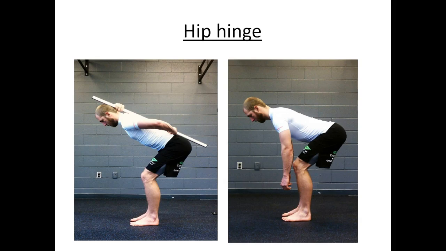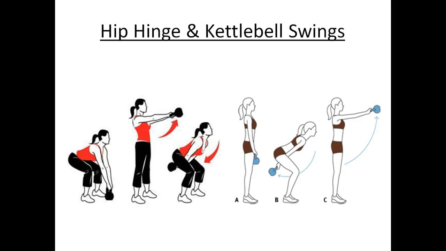So there's an example of the hip hinge. Nice straight back, and he's bending from the waist. Nice neutral spine there. You'll also see that in kettlebell swinging, that we'll introduce you to later on the course. Kettlebell swing's fantastic for getting that hip hinge movement.